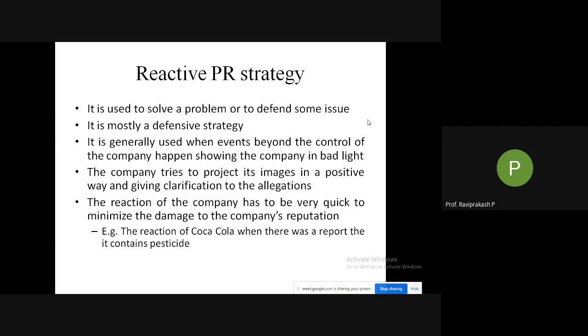Okay, then it is generally used when events beyond the control of the company happen, showing the company in bad light. So basically, yes, we are trying to minimize the damage. That's what I told. So it is not in the hands of the company now. It has gone out. So the company is not having any control over what is happening. So at this time, yes, there is a PR team which comes in, rushes in, and they say, yes, investigation is going on, this is happening, that is happening, we are trying to find out.